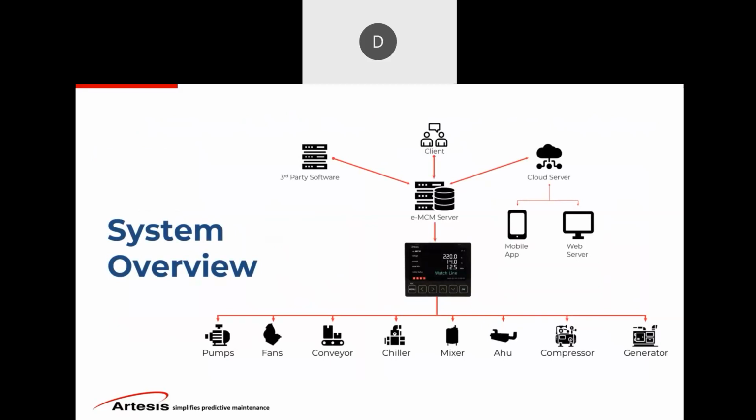Okay, so as we've both mentioned, we can monitor any type of equipment that's being driven by a three-phase AC motor. So we have pumps, fans, conveyors, chillers, mixers, air handlers, compressors, all of that data fed through the EMCM, or EPCM if it's a generator, and it goes to the server. From there, we can send the data to third-party software, to your local HMI, or to the cloud and the web IoT software that we provide. And you can view that, of course, from anywhere.